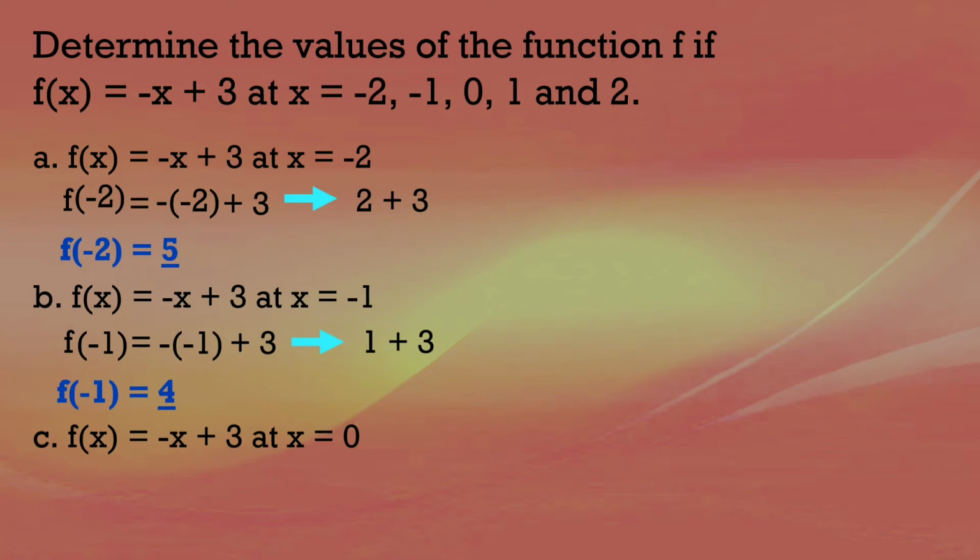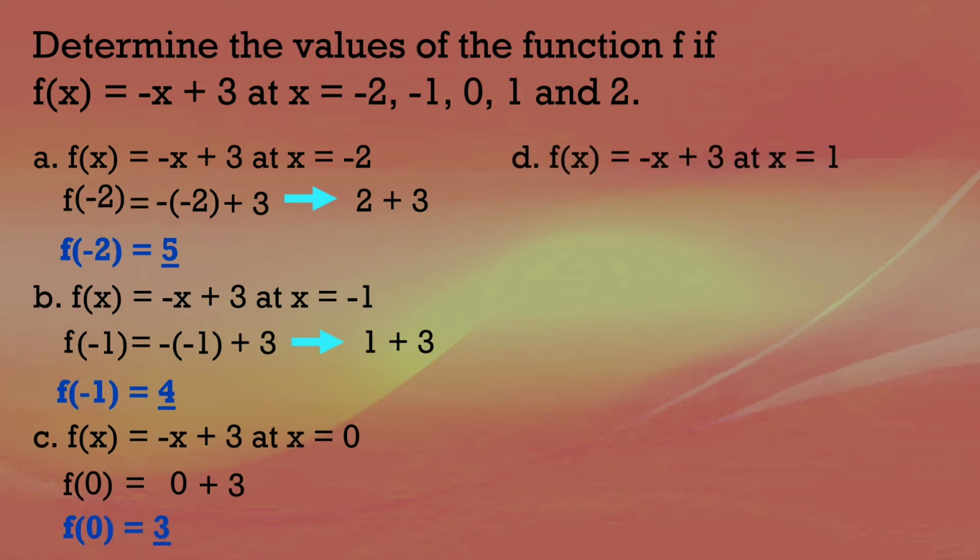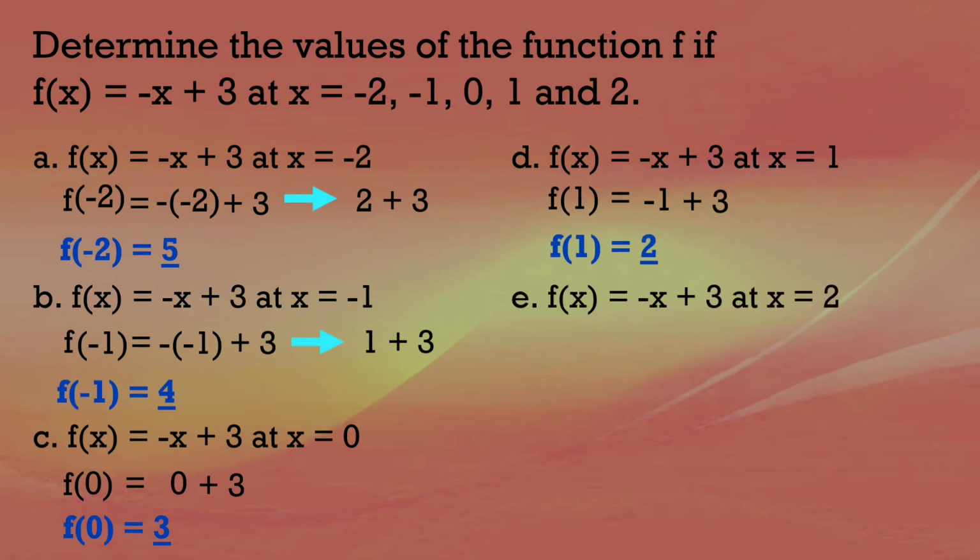Letter C, f of x equals negative x plus 3 at x equals 0. So, palitan natin si x ng 0. So, 0 plus 3 is equals to 3. So, the value of the function at 0 is equals to 3. Letter D. F of x equals negative x plus 3 at x equals 1. So, palitan natin siya ng 1. So, dahil negative yung ating x, magiging negative 1 na si 1. Yan. So, negative 1 plus 3 is equals to 2. So, the value of the function at 1 is equals to 2.